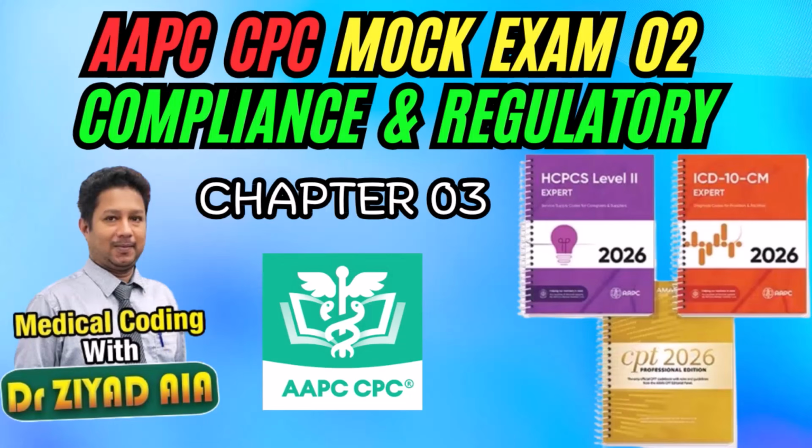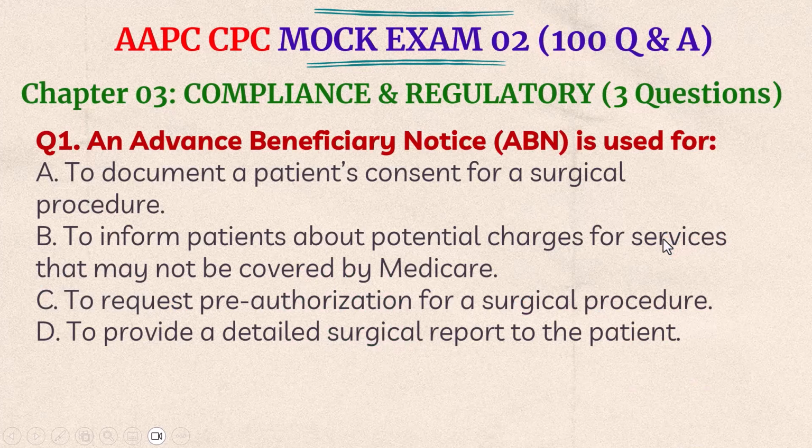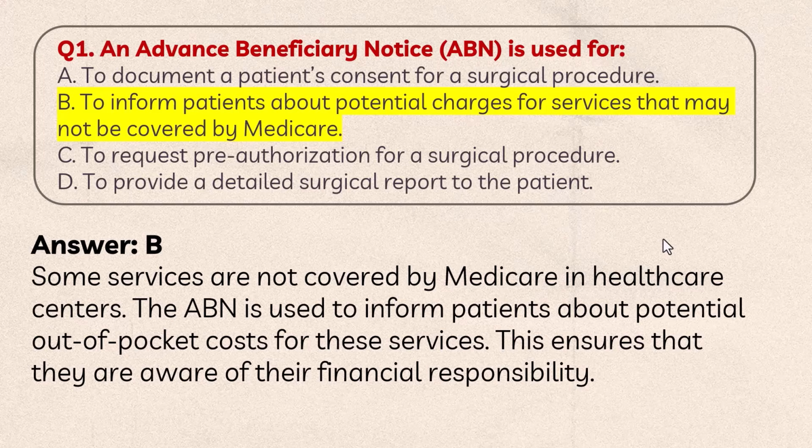Chapter 3, Compliance and Regulatory. There are 3 MCQs. Question number 1. An Advance Beneficiary Notice, ABN, is used: A. To document a patient's consent for a surgical procedure. B. To inform patients about potential charges for services that may not be covered by Medicare. C. To request pre-authorization for a surgical procedure. D. To provide a detailed surgical report to the patient. So think the answer. The correct answer is B.